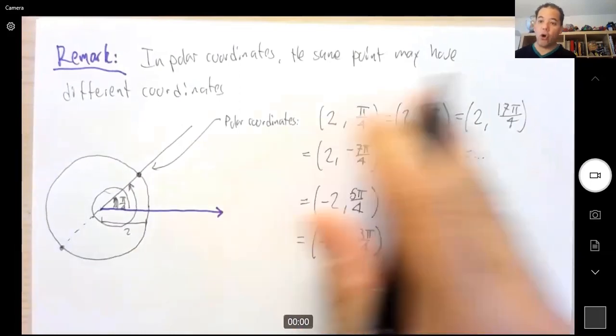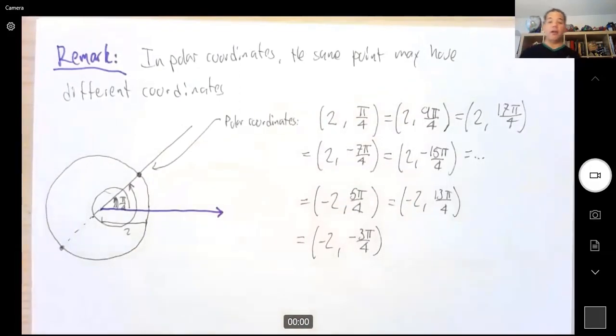You see, all of these are different polar coordinates of the same point. Okay, be aware of that. This is really important: we don't have a unique set of polar coordinates here.